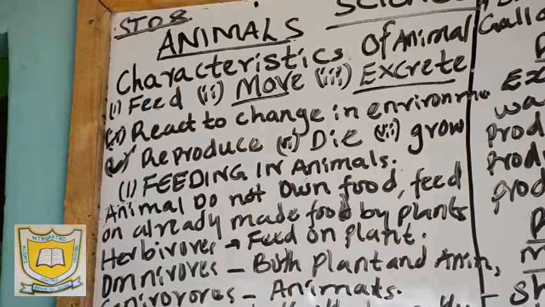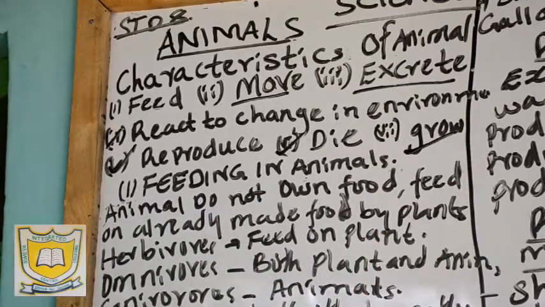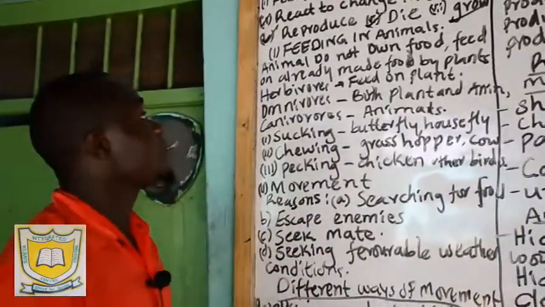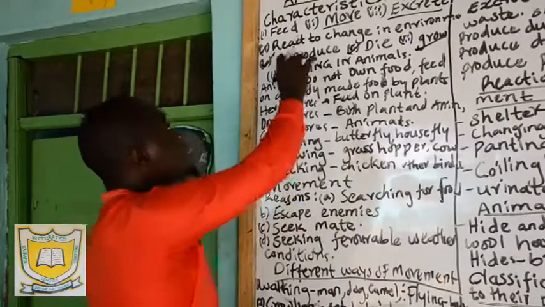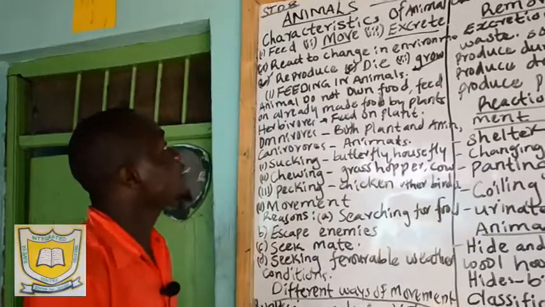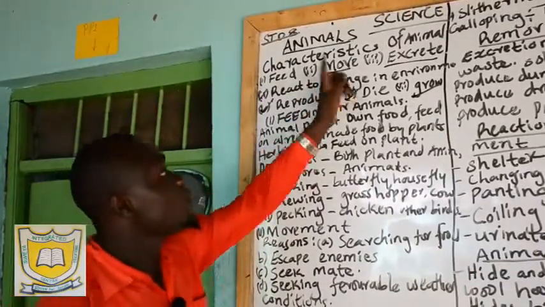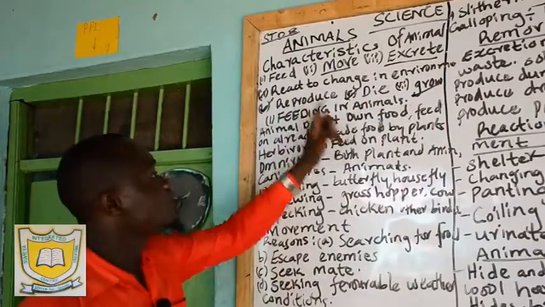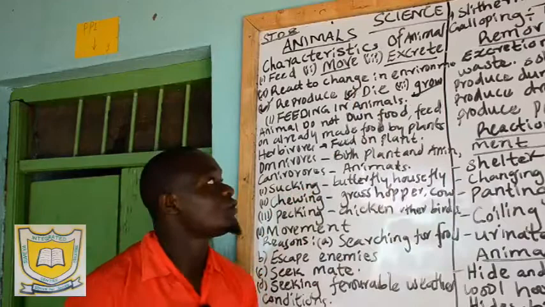Then all animals die, when they have grown old or because of certain diseases. Also, animals grow. When you have young ones, they grow into bigger ones. After growing, they reproduce, then they multiply. So all of these are characteristics of all animals. If asked to give the characteristics of animals: they feed, they move, they excrete, they react to change in environment, they reproduce, they die, and they grow.